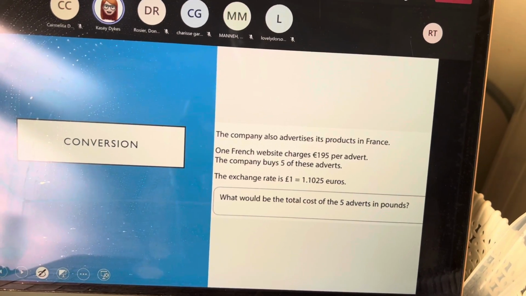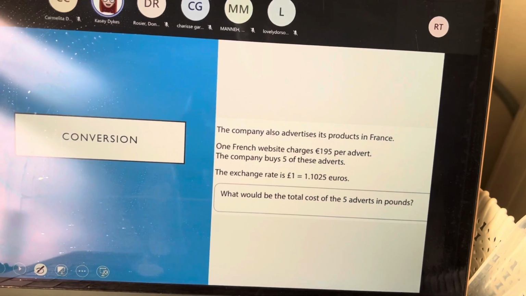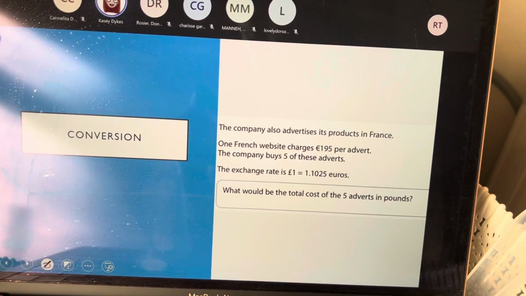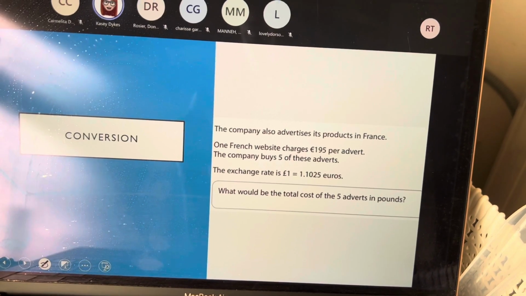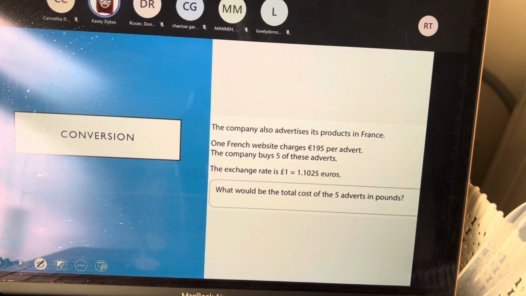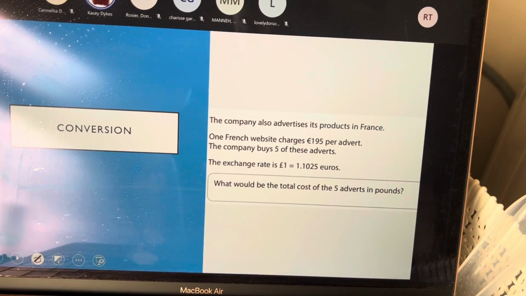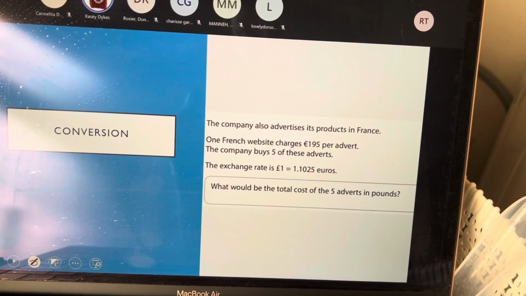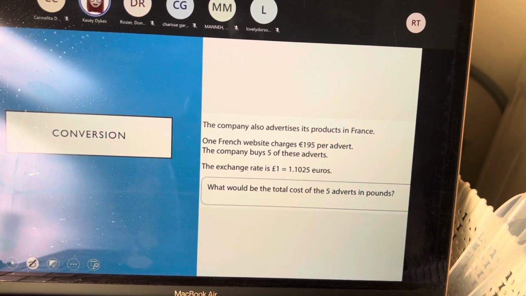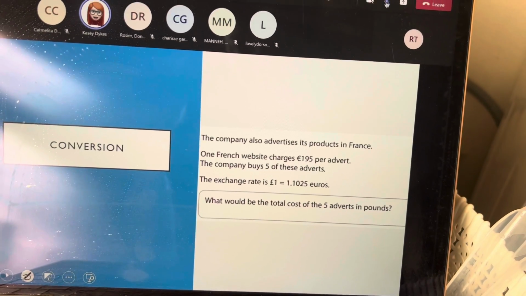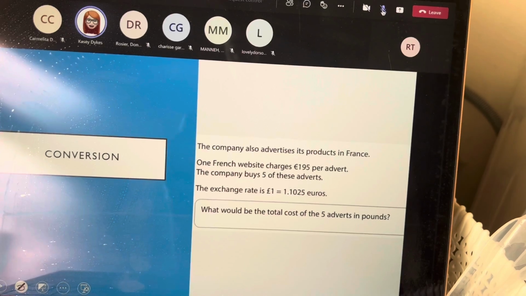So, a company are advertising products in France. One French website is charging €195 per advert, and the company are buying 5 of these adverts. The exchange rate is £1 equals 1.1025 euros. We need to work out what the total cost of 5 adverts in pounds will be.